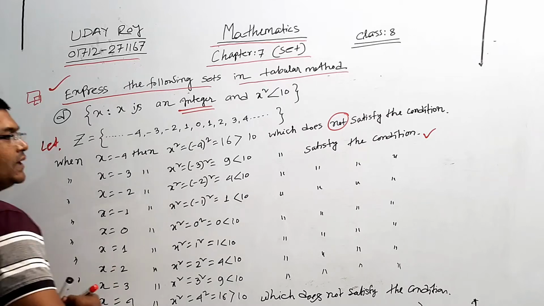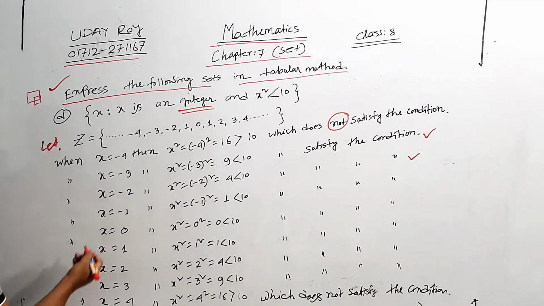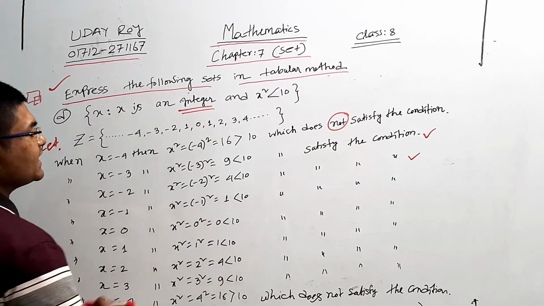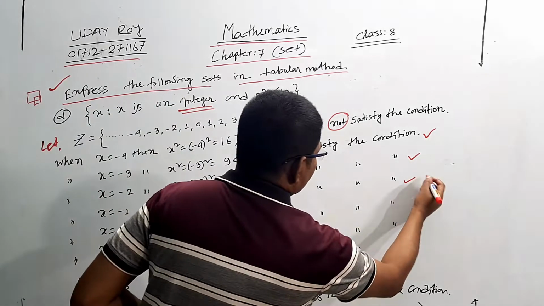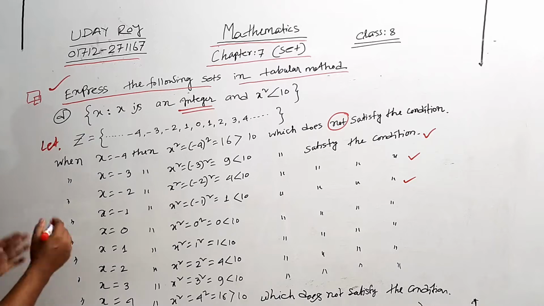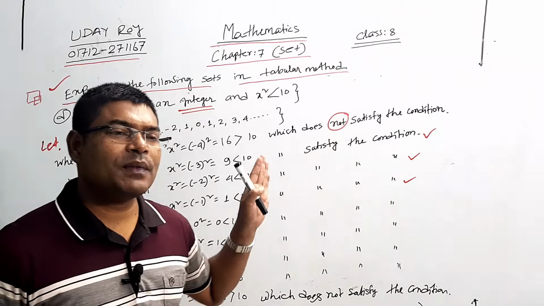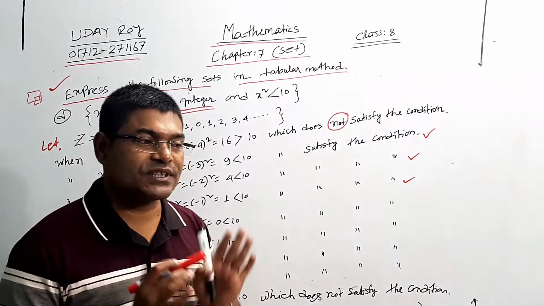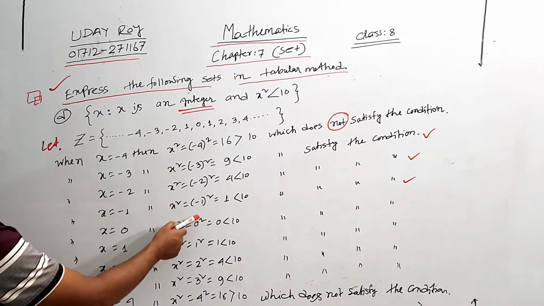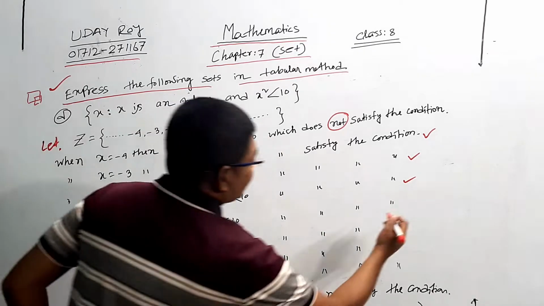Similarly, x equals -2, x square is 4, less than 10. So this is also acceptable and satisfies the condition. And x equals -1, x square is 1, less than 10, so this is also acceptable. So what is the condition of integer numbers? Positive numbers, negative numbers and 0. So here is 0. 0 square equals 0, less than 10, so this also satisfies the condition.